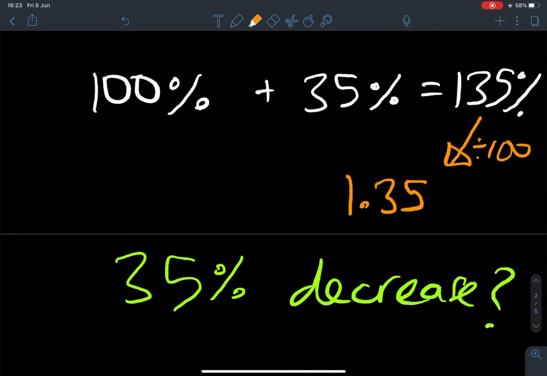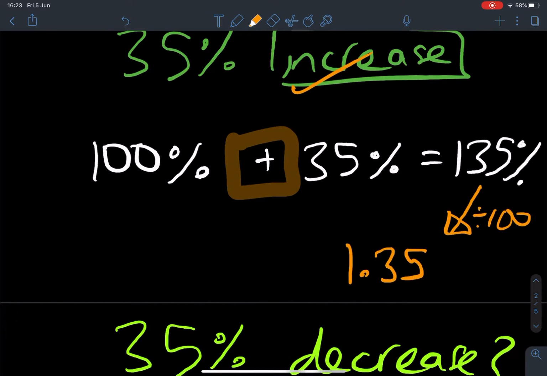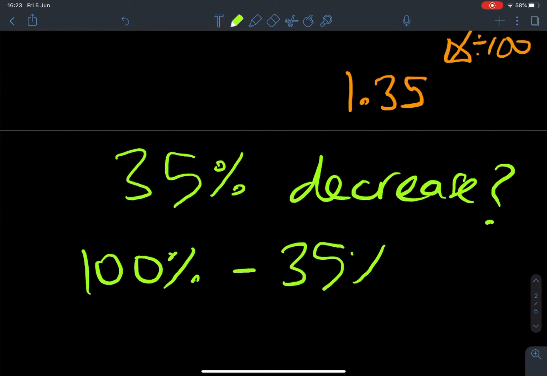Here, for an increase where it goes up, I added. So likewise, it must mean that if I'm working at a 35% decrease, which means it goes down, what percentage am I going down from? What's the original value of a number that I'm taking away 35% from? It must be 100%. And because it's a decrease, I'm taking it away, which is 65%.